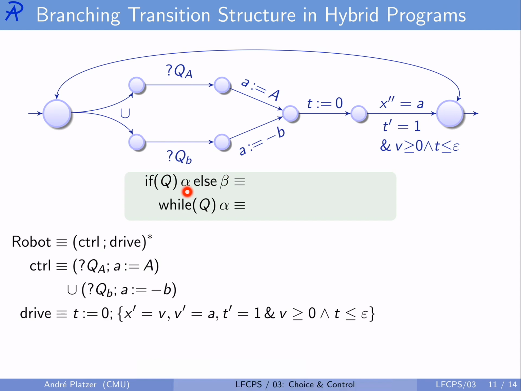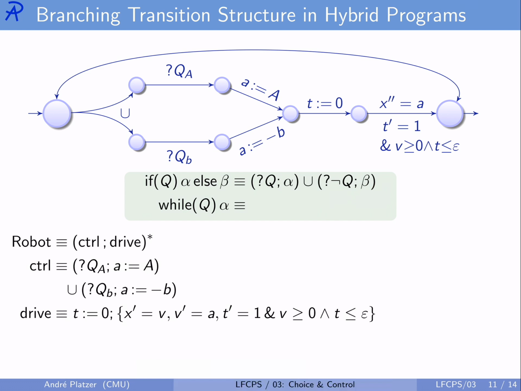For example, if Q then alpha else beta, well, at a high level of abstraction, I guess it's running either alpha or beta. That sounds like a choice to me. But of course, it's only supposed to run alpha if Q is true. And it's also only supposed to run beta if Q is actually false. That's precisely this hybrid program. There's a non-deterministic choice between running test Q followed by alpha and running test whether not Q is true followed by beta.